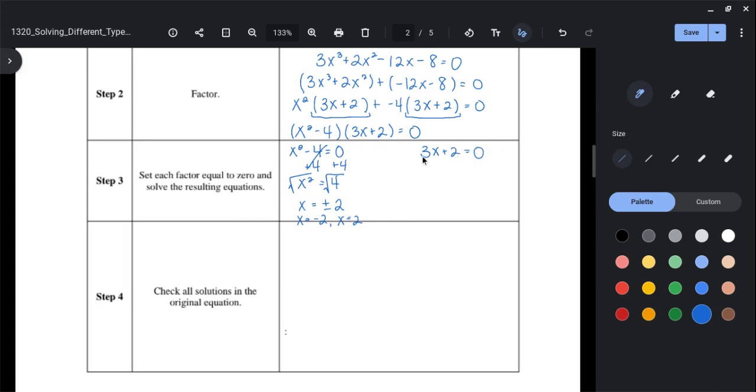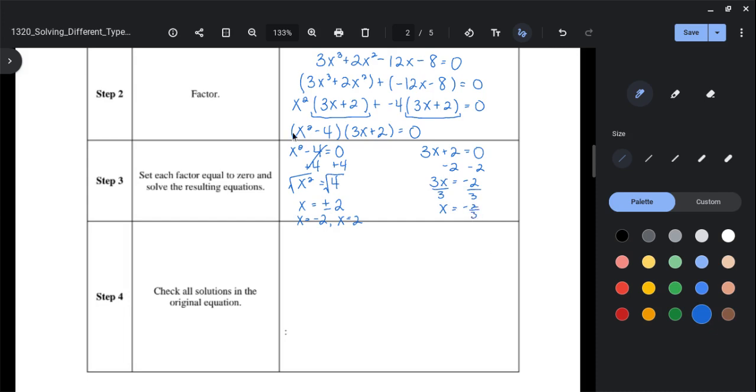This equation on the right-hand side, so 3x plus 2 equals 0. Same process. We want to get x's by themselves, so we're going to subtract 2 from both sides first. We get 3x equals negative 2. I want to get rid of this times 3 with my x, so I'm going to divide by 3 on both sides, and we get x equals negative 2/3.